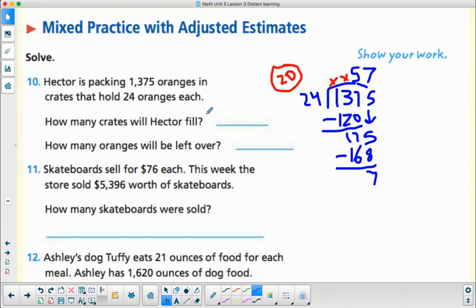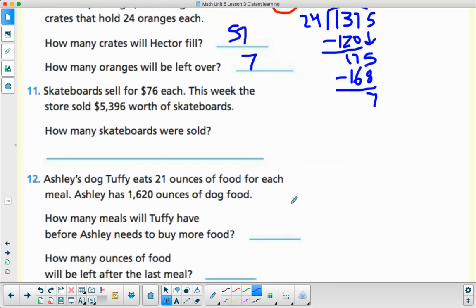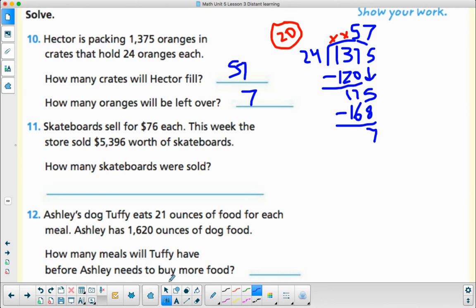So how many crates will Hector fill? He's going to fill 57 crates. And how many is he going to have left over? How many oranges? 7. And I should label crates and oranges, but it's so hard for me to write. I think you'll forgive me. I'm going to get that out of our way.